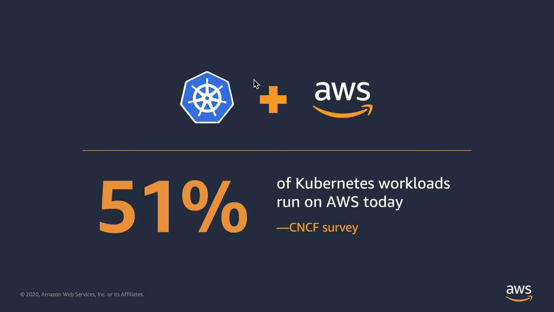EKS runs upstream Kubernetes and is certified Kubernetes conformant, so you can leverage all benefits of open source tooling from the community. You can also easily migrate any standard Kubernetes application to EKS without needing to refactor your code. Given the choice, a lot of customers choose to run Kubernetes on AWS. In fact, this may surprise you, but AWS has the most number of customers running Kubernetes in the world, with 50% of all Kubernetes deployments running on AWS, according to the Cloud Native Foundation.